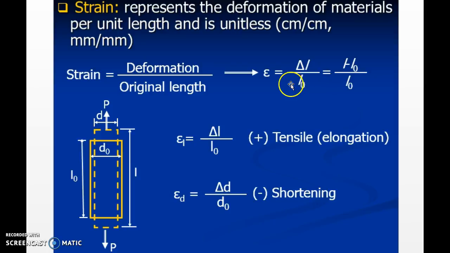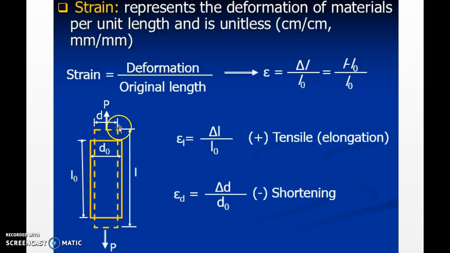As we know, L0 is the original length of the object, and the deformation means delta L. We can simplify this delta L as small l minus L0. Small l is the length after applying force, and L0 is the length in the original condition. So finally epsilon is equal to L minus L0 divided by L0. When a tensile force is applied to the object, elongation will happen, and epsilon or simple strain will be denoted with a plus sign, which means it is a positive strain.